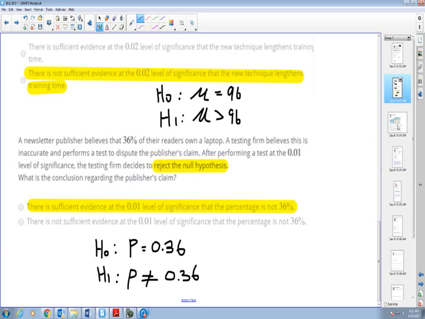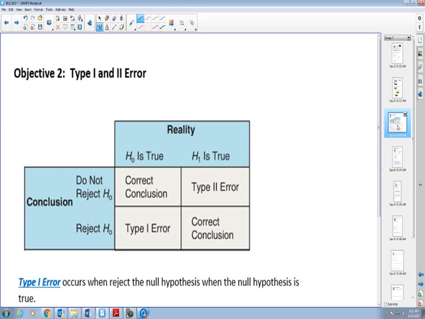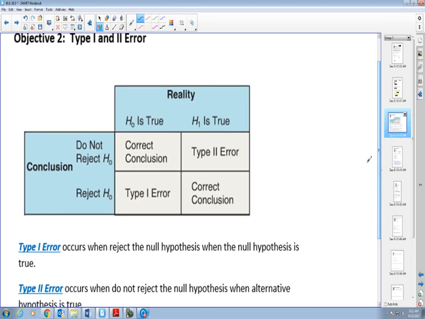Before we begin to do any testing, I would like to show you the different types of errors, called type 1 and type 2 error. If the conclusion is do not reject the null hypothesis, and in fact the reality is the null hypothesis is true, that will be a correct conclusion. So what is the type 1 error saying? We reject the null hypothesis, but in fact the null hypothesis is true. That would be called a type 1 error.